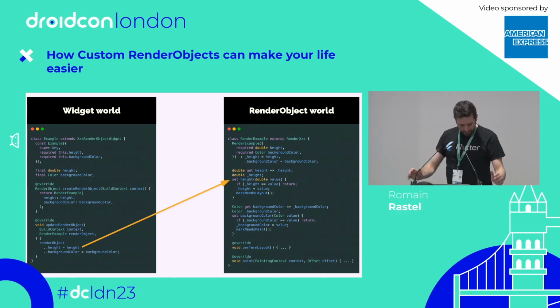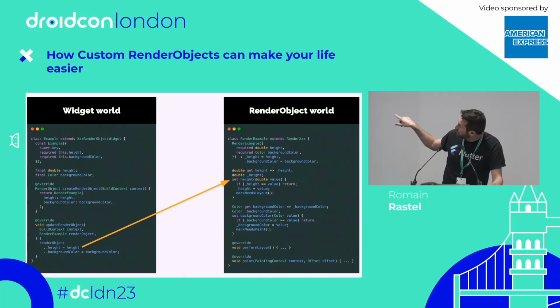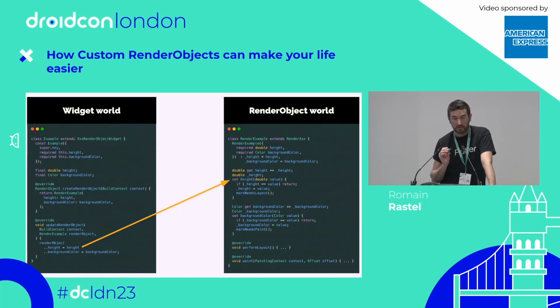What I love here is the granularity of what to do when a property changes. For example, when the height changes, and only when it changes, because when they are equal we return directly, then we will tell Flutter that our layout is dirty. We need to recompute it. And to tell it, we will call markNeedsLayout, so that Flutter will know that it needs to call the performLayout method afterwards to recompute the layout.